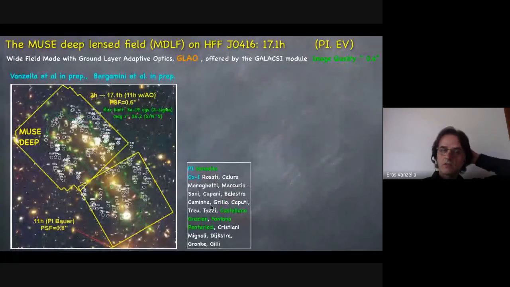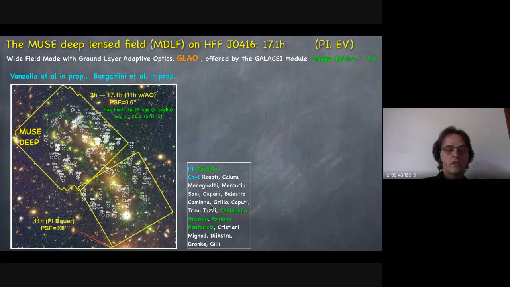So we started with a program some years ago, actually. It was a bit slow in its execution, but this is what we call the MUSE deep lens field. We asked for 20 hours and got 17 hours of integration time in a single pointing in one of the best cosmic telescopes, MACS J0416. And this is the layout of the MUSE deep field. This is another MUSE pointing available.